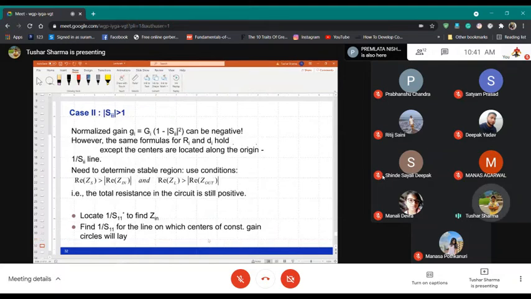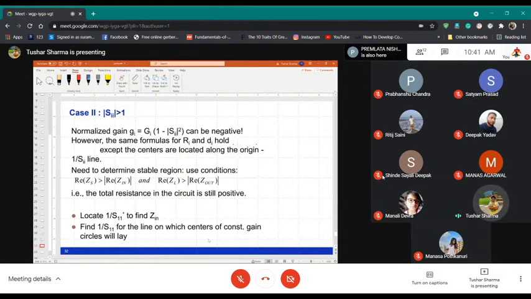So in this case, everything remains the same. It's just that the GI, the normalized gain, can be different. What you plot is 1 over S11, and then you determine the stable region using this expression: the real of ZS should be greater than the real of Z in, and the real of ZL is greater than the real of Z out. We will go over an example that will make it clear.